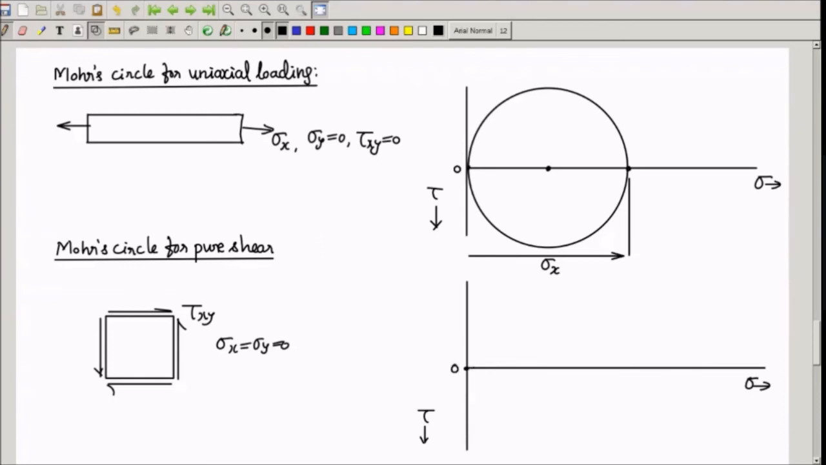Sigma y is also 0, but tau xy is present. One side it will be positive, one side will be negative, so you will get 2 points like this. So you will have to take origin as a center and draw a circle, and that becomes the Mohr circle like this. Like this, you can apply this method for solving any two-dimensional case.